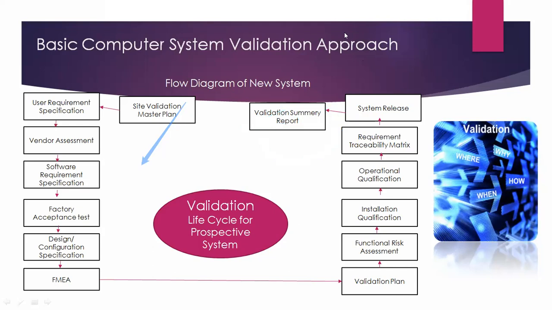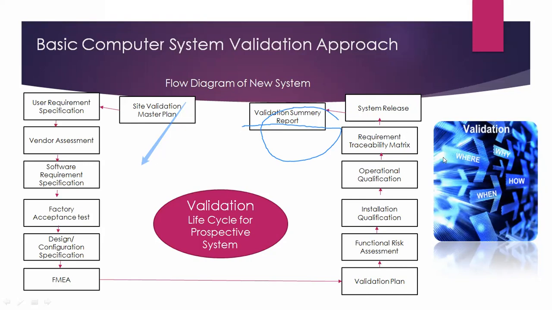So I mean to say that if suppose the auditor is asking whether this system is qualified, you can just show the validation summary report. So overall, he will get an idea of what is done in the qualification. Okay, right. So this is the approach of prospective validation.